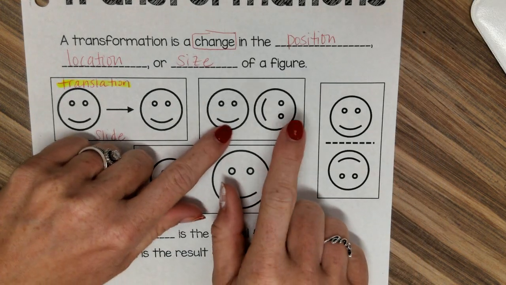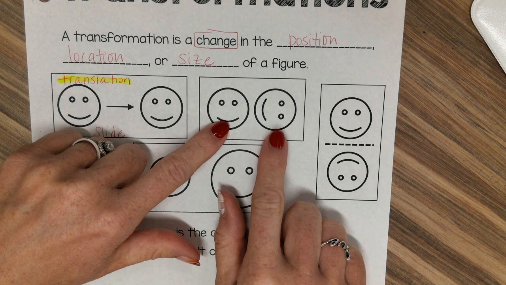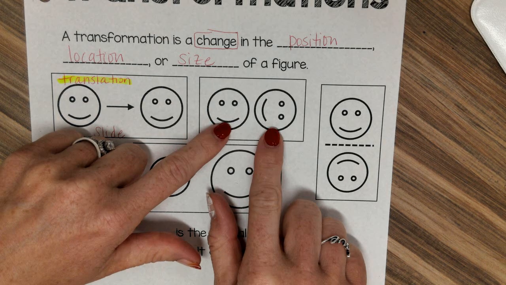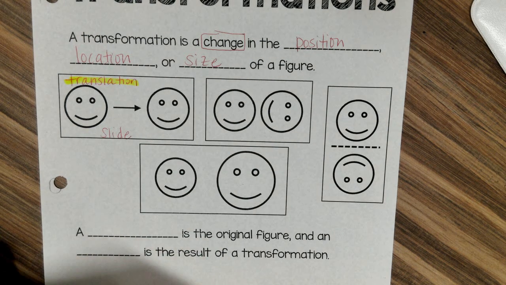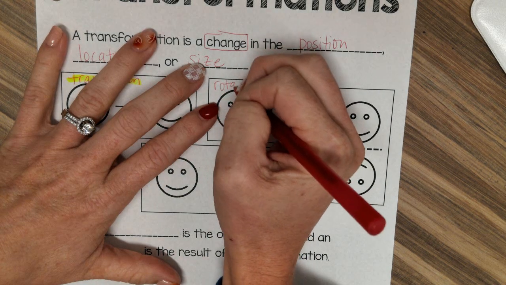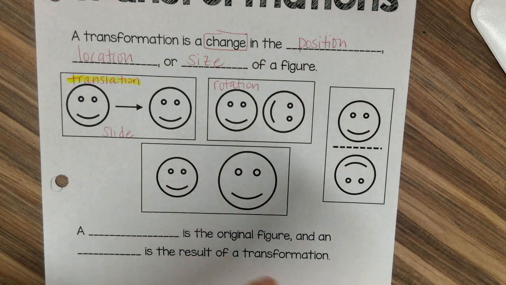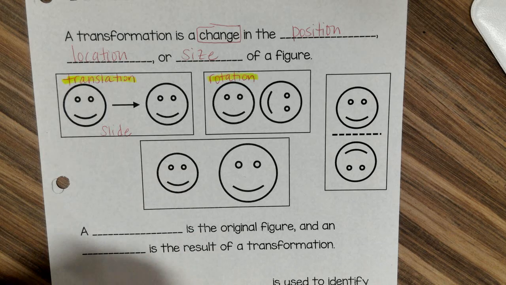All right, what do y'all think this next one is? I heard somebody. I can't hear. A turn. The vocabulary word for it is rotation. That's your vocabulary word, rotation. But the layman word is a turn.